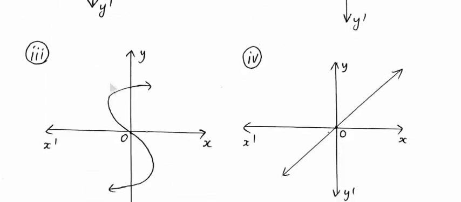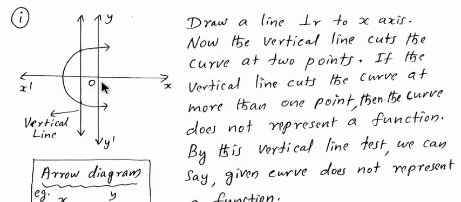This is the first graph. Take that graph and draw a line perpendicular to the x-axis. Now the vertical line cuts the curve at 2 points. If the vertical line cuts the curve at more than 1 point, then the curve does not represent a function.